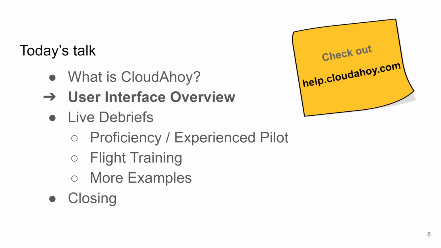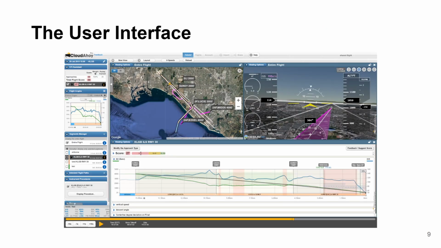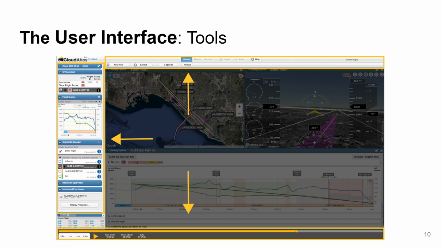So let's get into talking about the CloudAhoy user interface. The user interface of CloudAhoy is broken up into several distinct areas. Areas where we will manage the debrief, areas where we will navigate the debrief, and areas where we will actually perform the debrief. At the top section of the interface, we have buttons for creating a new view, for managing our layout, for managing our V speeds, and also for switching to different parts of the CloudAhoy app to say, go look at your flights or go look at your account.